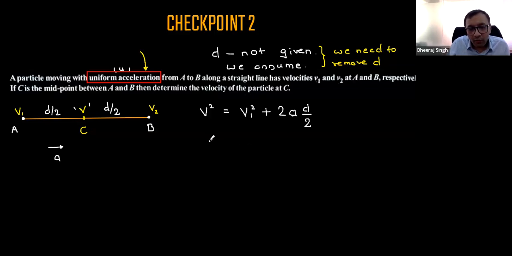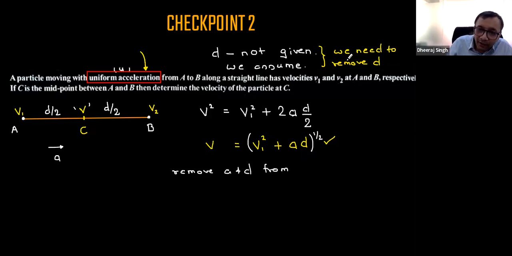Right? So what I'm trying to do here, whenever we solve physics numericals, first, I will try to directly get the answer. So there is nothing wrong with it. This is the correct answer. V is equal to square root of V1 square plus AD. That's the correct answer. But we cannot use A and D. All right. So although this is a correct answer, we need to remove A and D from the answer.